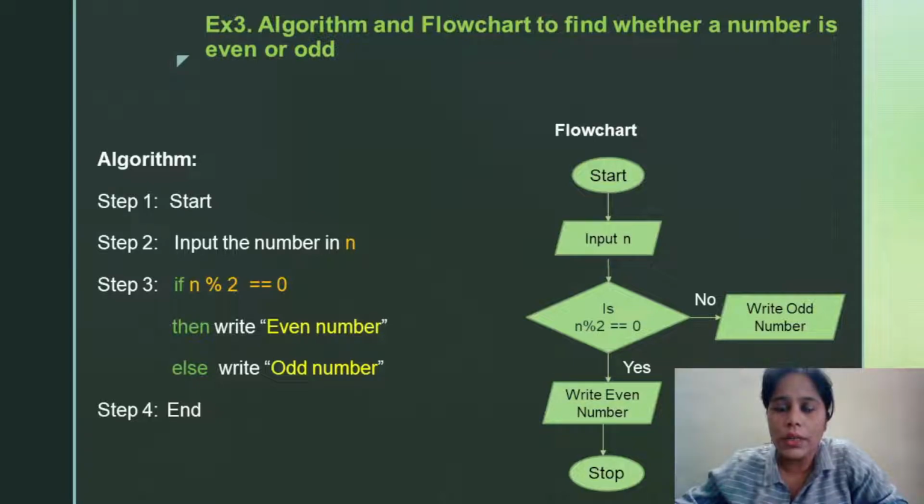In this flowchart, this diamond is used for checking the condition. After taking the input, the condition is tested. If the remainder is 0, that means the number is even, or if the remainder is other than 0, then that means the number is odd. And this is the flowchart for this algorithm.